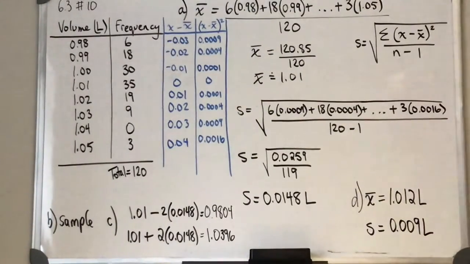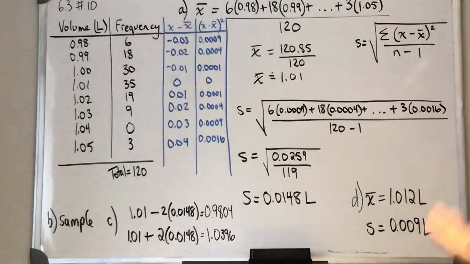Hello class, we had a question about number 10 from 6.3 and this one has a lot of stuff going on, so I'm going to try to go through it step by step here. I had to do some of the calculations ahead of time just so we could save some time on the video. In this problem they're measuring 1 liter milk cartons.